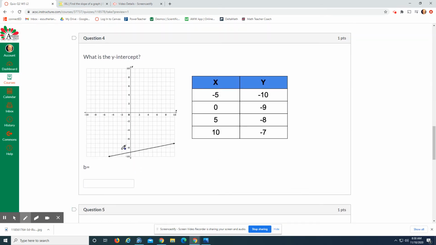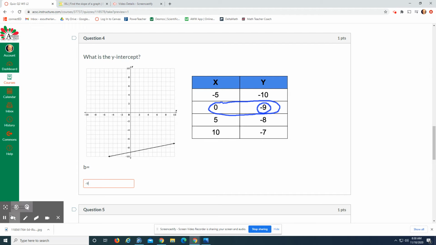We're going to look at one that has a full graph. And so the first thing is I want you to see that, like right here, x is 0. So that means that the y-intercept is -9. And so I would come down here and I would type in -9.